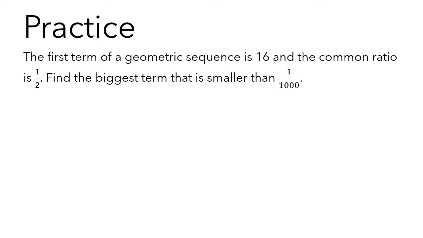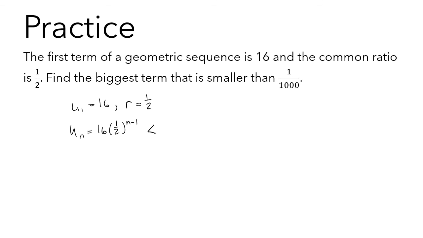Alright, last example. The first term of a geometric sequence is 16 and the common ratio is 1/2. Find the biggest term that is smaller than 1/1000. This is going to look similar to the previous 2 questions with a slight change in that we're going to use a less than sign instead of an equal sign. So the first term is 16 and the common ratio is 1/2. Let's set up the equation: un is going to equal 16 times 1/2 to the power of n minus 1.